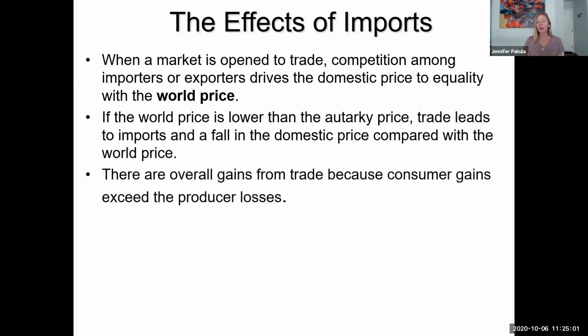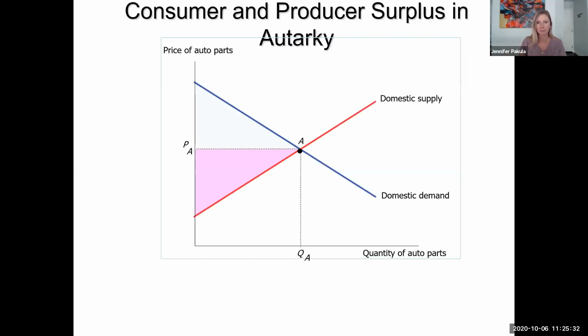We see that there will be winners and losers. There's always winners and losers, but the overall gains from the winners outweigh the losses from the losers. With imports, when our world price is below our autarky price, we see that consumers will gain and that the producers will lose. Okay? But again, collectively, the consumer gains are greater than the collective losses on the producer side.